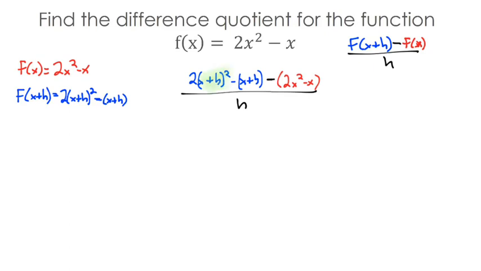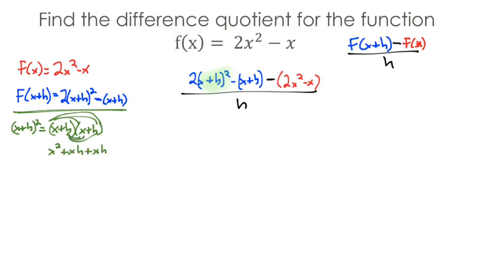So I'm going to kind of come over here and I'll work in green. But x plus h squared is the same thing as x plus h times x plus h. And you have to distribute or FOIL or whatever you want to call it. So we're going to have x squared plus xh plus hx, which is really the same thing, plus h squared. And then once I combine those like terms, we have this.